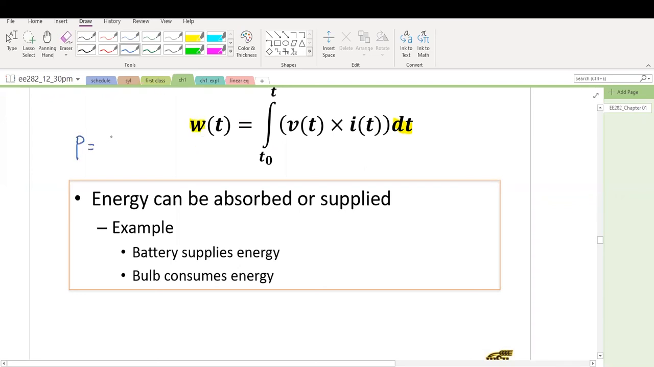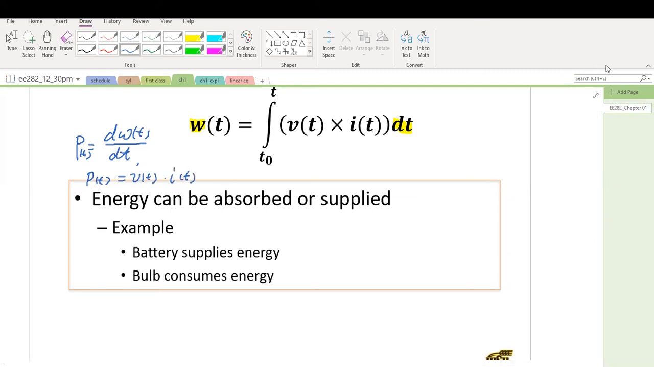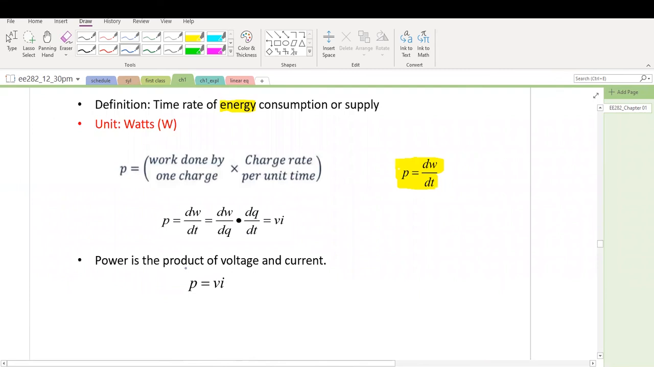P equals dW over dt. Okay, so I drop t just for notation simplification. Take the derivative here. The derivative and this integral cancel each other out. Power p of t equals v of t multiplied by i of t here, which is in our next slide, exactly here.